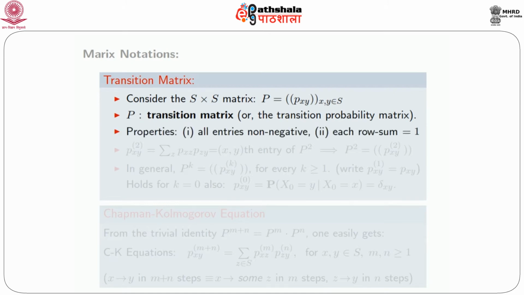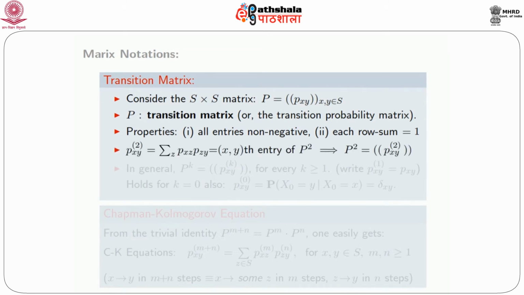Now property 1 of the transition probabilities said that the Pxy's are all non-negative, and in terms of the transition matrix it says that all the entries of the matrix are non-negative. And the second property of the transition probabilities was, for every fixed x, if you sum Pxy's over all y in S, the sum is 1. In terms of the matrix, it simply says that each row sum equals 1.